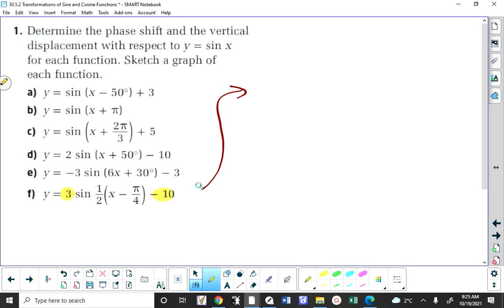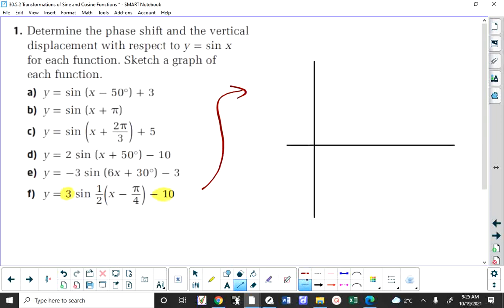So when we have sine of theta, and I'm not going to worry everybody about drawing multiple periods, I'm just going to draw from 0 to the end of the period.